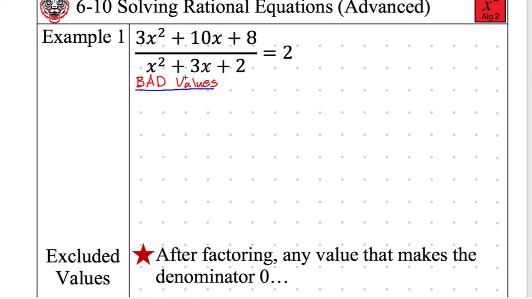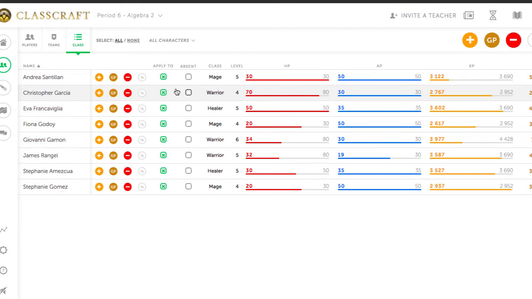All right, who's going to tell us what the bad values are? What do I have to set equal to 0? X squared plus 3x plus 2. Yeah, set this denominator equal to 0. Thank you, Gio. So x squared plus 3x plus 2, set that equal to 0. This cannot equal 0, Chris, because why? Why can x squared plus 3x plus 2 not be set equal to 0? Fiona? It's not the square root of the negative. It's something about fractions. Try again.